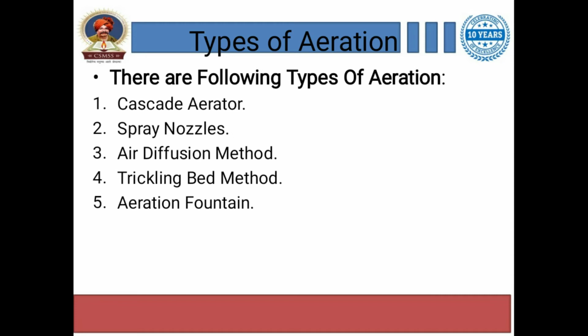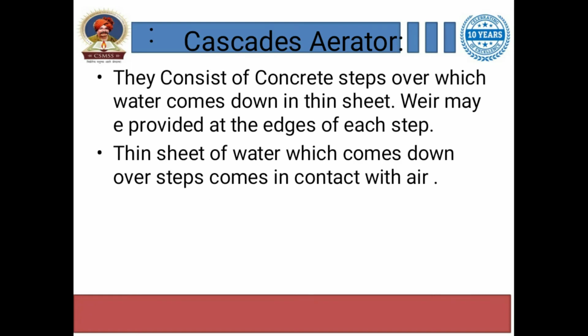So here are the 5 methods which are used for the treatment process by the method of aeration. First one is cascade aeration. Second one is spray nozzle. Third one is air diffusion method. Fourth one is trickling bed method. And fifth one is aeration fountain. Right? These are the 5 methods which are used for aeration. Now we will see each of them one by one, right?